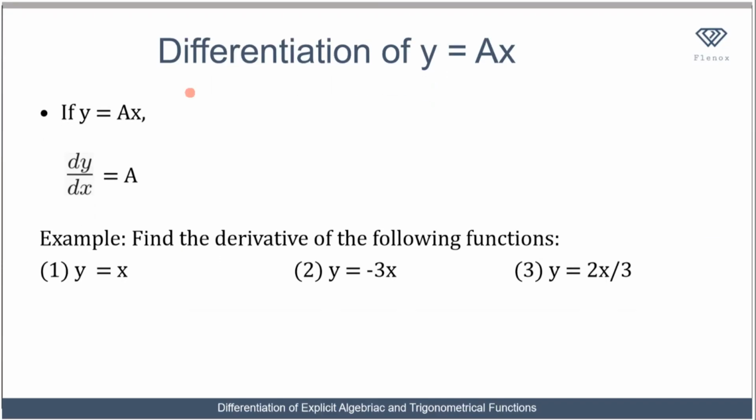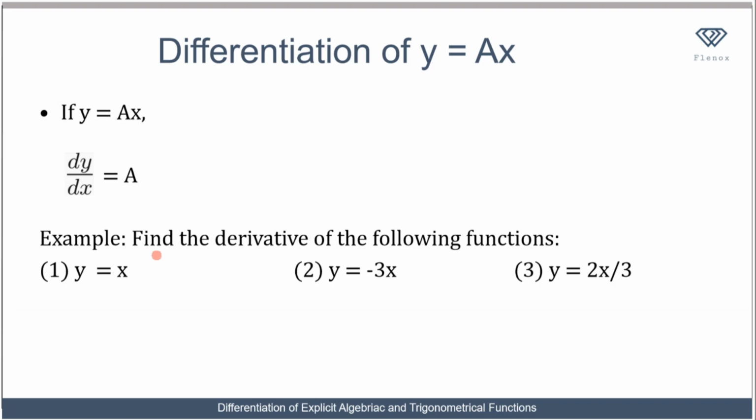So now, how about the differentiation of y is equal to ax? If you have an expression in this form, y is equal to ax, and differentiate it, what do you get? The differentiation of y equals ax, dy dx, is given as a. So what this means is that when you have a function in which you have a coefficient before x, when you differentiate that function, it results in only that coefficient.